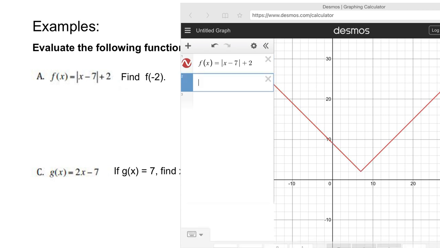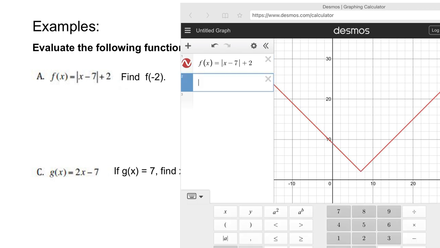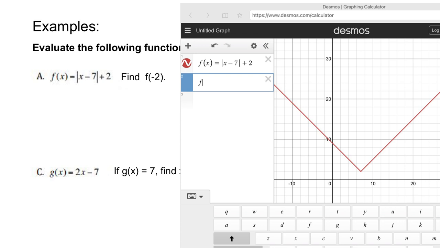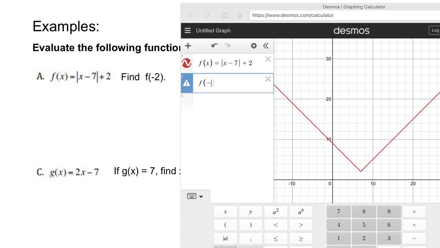You also, though, can just type in Desmos f at negative 2. And it's going to tell you exactly what its value is, just like that. So at f of negative 2, the value of the function is 11.